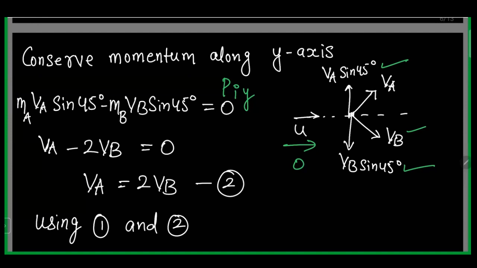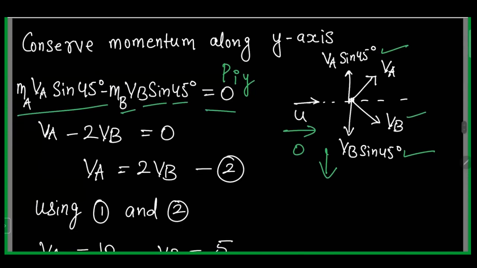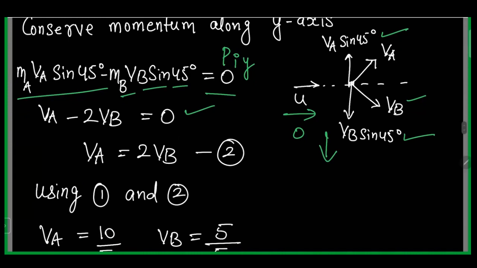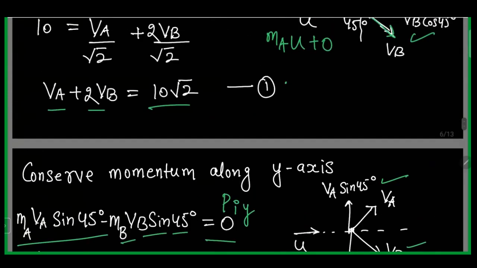Okay. So your final momentum will be MA VA sin 45 minus, why minus? Because this side is negative, so minus MB VB sin 45 equals 0. If you put the values, you will get VA equals minus 2VB, or VA equals 2VB. So this is your equation number 2 and this is your equation number 1.